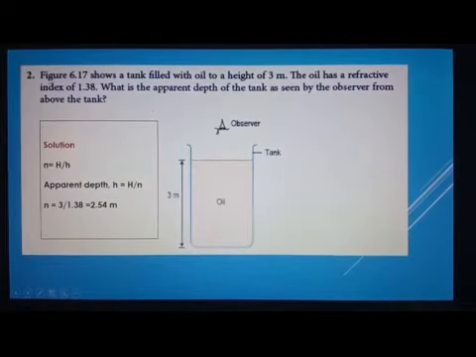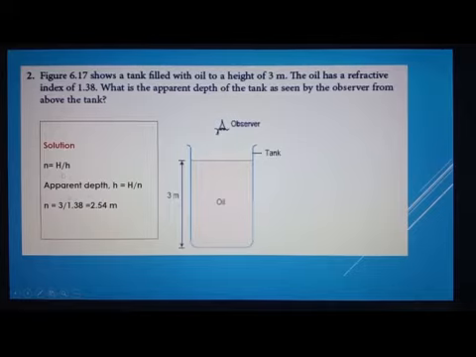Okay, question number 2, figure 6.17 shows a tank filled with oil to a height of 3 meters. The oil has a refractive index of 1.38. What is the apparent depth of the tank as seen by an observer from above the tank? So same thing, we are using the same formula. n equals real depth divided by apparent depth. So apparent depth equals real depth divided by n.